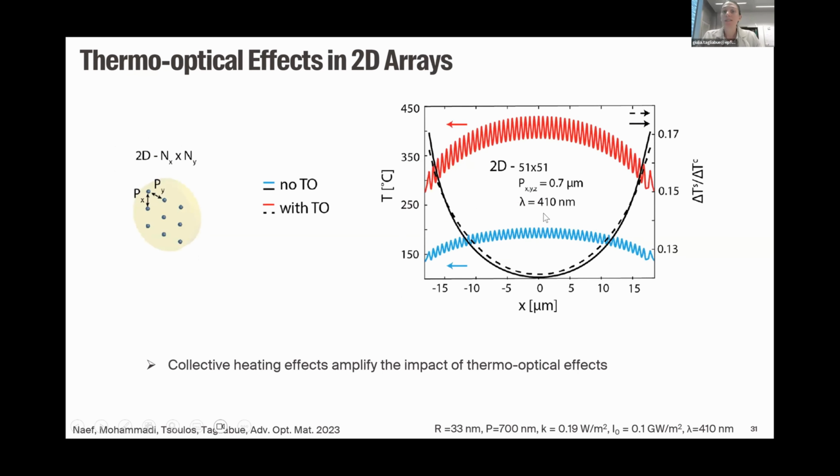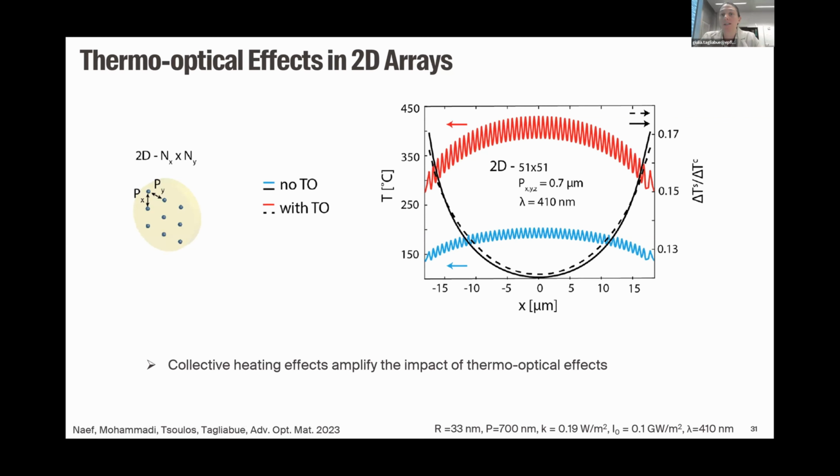If we have only a 2D system, things are a bit less exciting to begin with. So in light blue, we have the case without thermo-optical effects. Again, we are just illuminating 51 by 51 of these silicon nanoparticles. They have a temperature profile which peaks at the center. And if we introduce the thermo-optical coefficient and we start redshifted, they will go on resonance as we heat up, and the temperature we will reach will be higher and with more curvature.